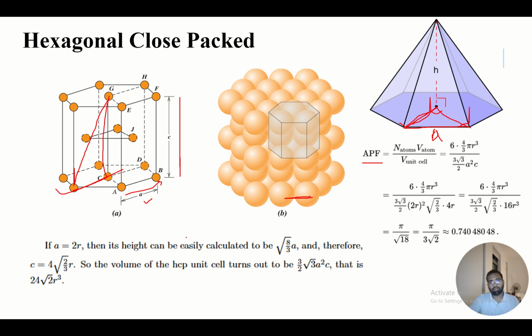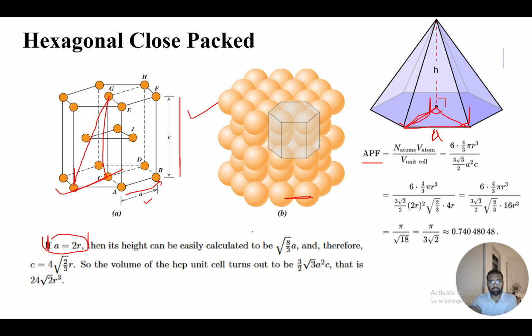So you already know the relation between a and r: a is equal to 2r. Now in this case, we have the relation between a and 2r, but we need to calculate the height to calculate the atomic factor, or also how many atoms are there. So let's first calculate.